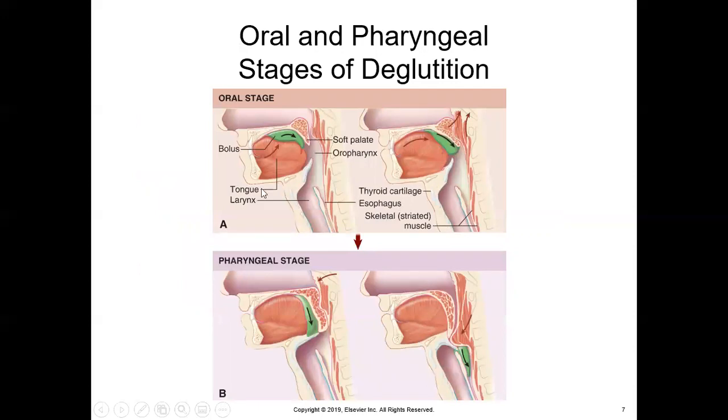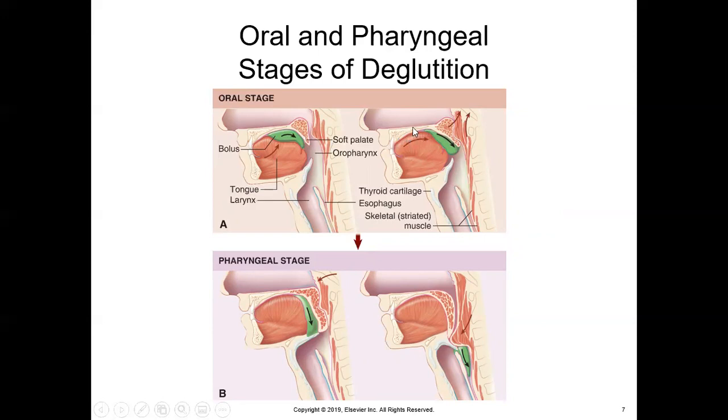Here are some of the stages. This is the mouth. This is the bolus. When it's ready to be swallowed, this up here is the hard palate, and this muscle is the soft palate. This little part of the soft palate that sticks down is the uvula. This part at the back of the throat is the oral pharynx. This first oral stage is all voluntary. It's all skeletal muscle.